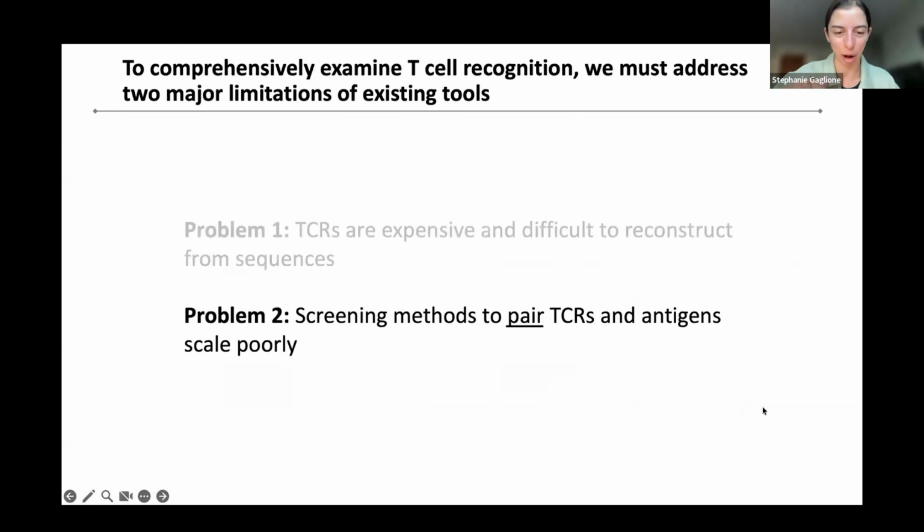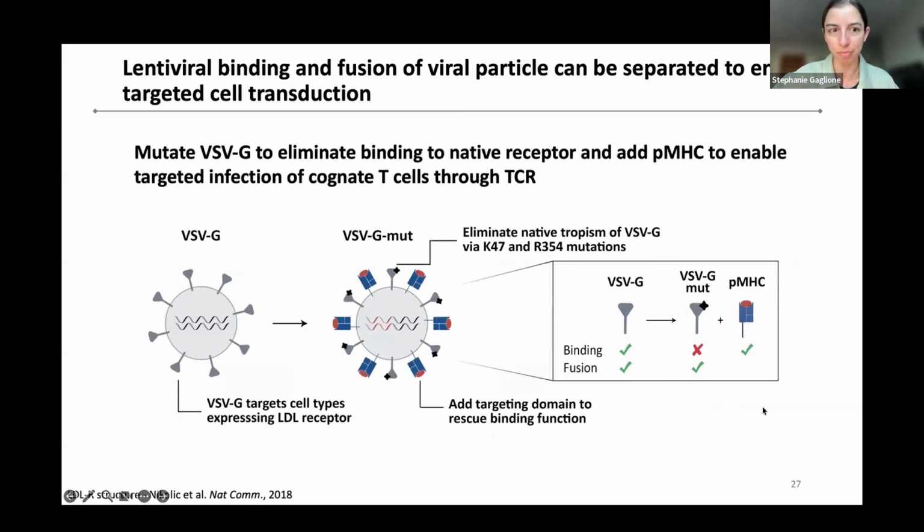So that takes us to the second problem now. You've got a TCR library. How do we screen it to pair TCRs against antigens? And so from here, I'm going to just recap the strategy that we were using in Michael's lab to be able to infect cells specifically.